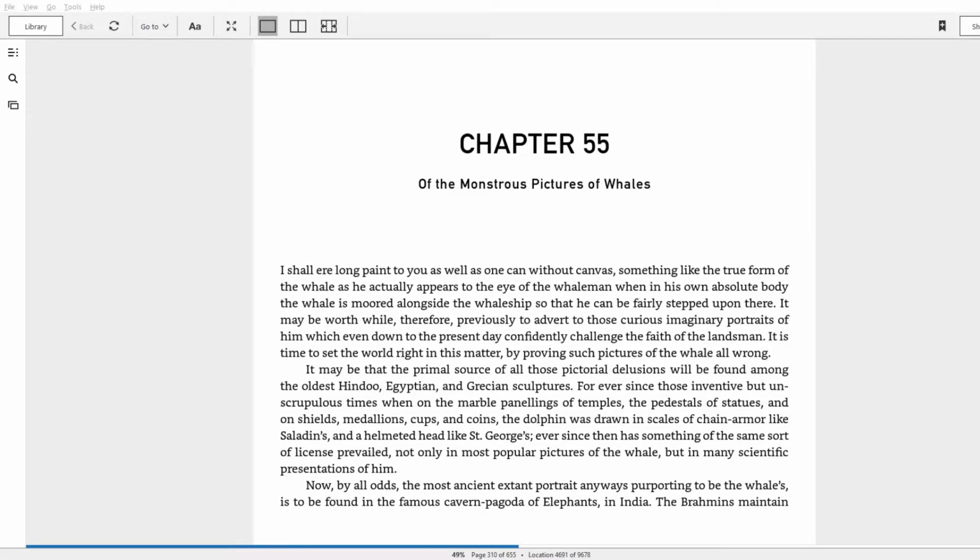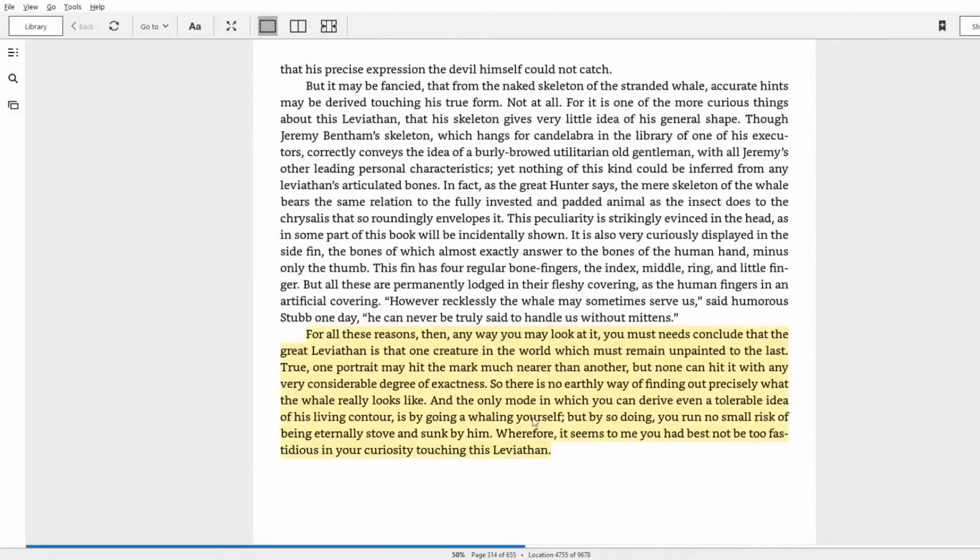Back at it again with Moby Dick, Chapter 55, "Of the Monstrous Pictures of Whales." So I'm going to keep this video rather brief. There are some interesting examples given here of ways that people get the whale wrong. But let's take a look at the last paragraph, because I think it summarizes the whole chapter, and I'd rather keep things efficient here.